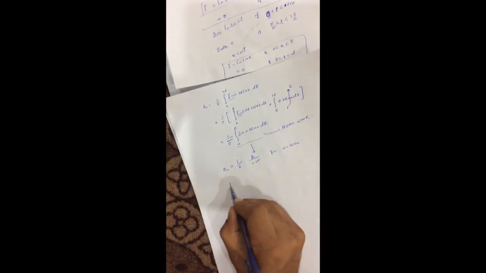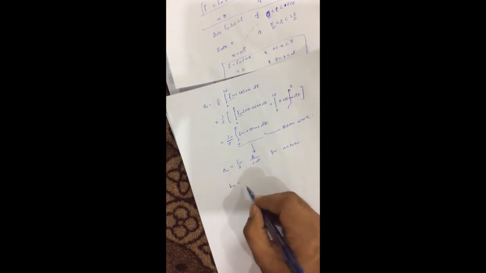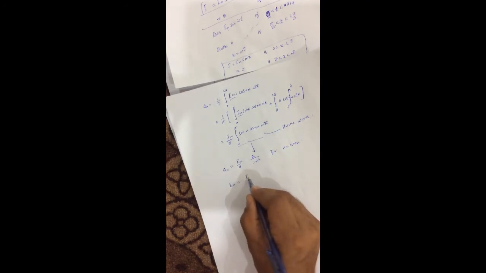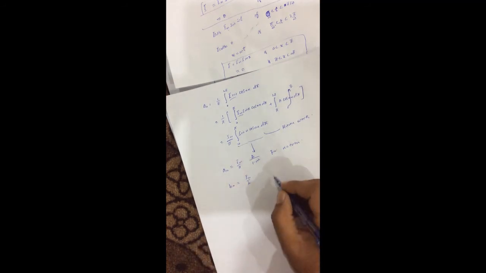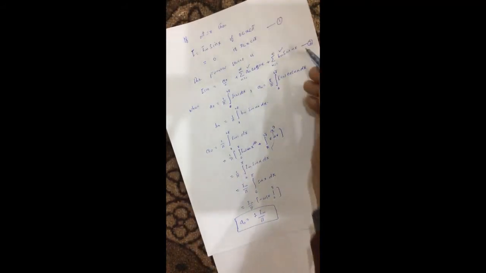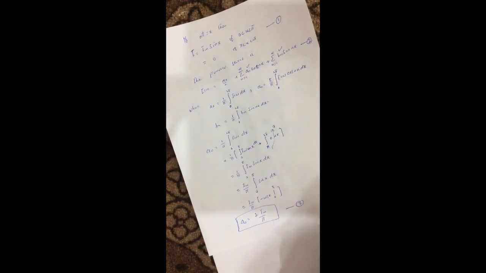And similarly, if we calculate bn by using the same procedure, we get bn is equal to Im over 2. And this is only for one value of n, for n equal to 1, otherwise its value is 0. Now, if I call this equation number 3, this is equation number 2, so this is equation number 3, and here we have equations 4 and 5. This is 4 and this is 5.